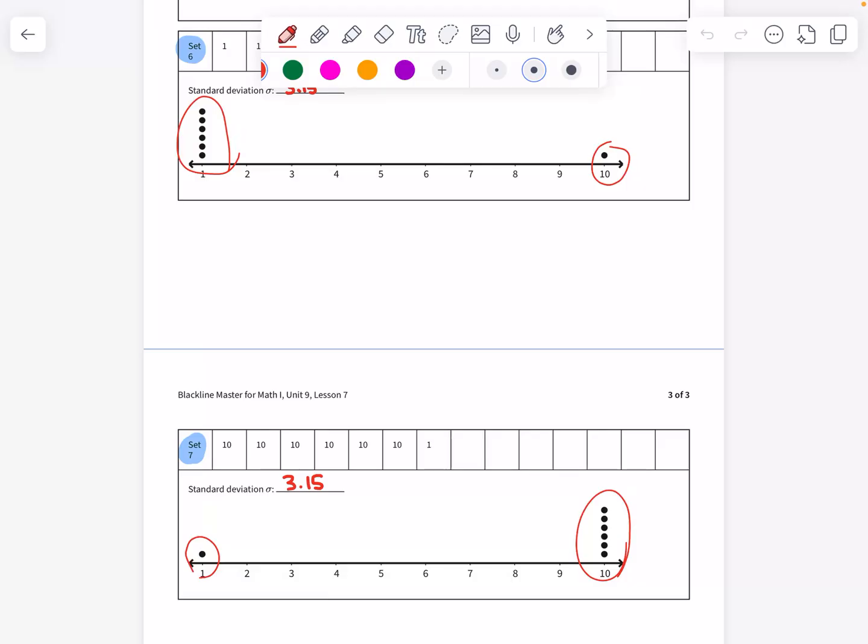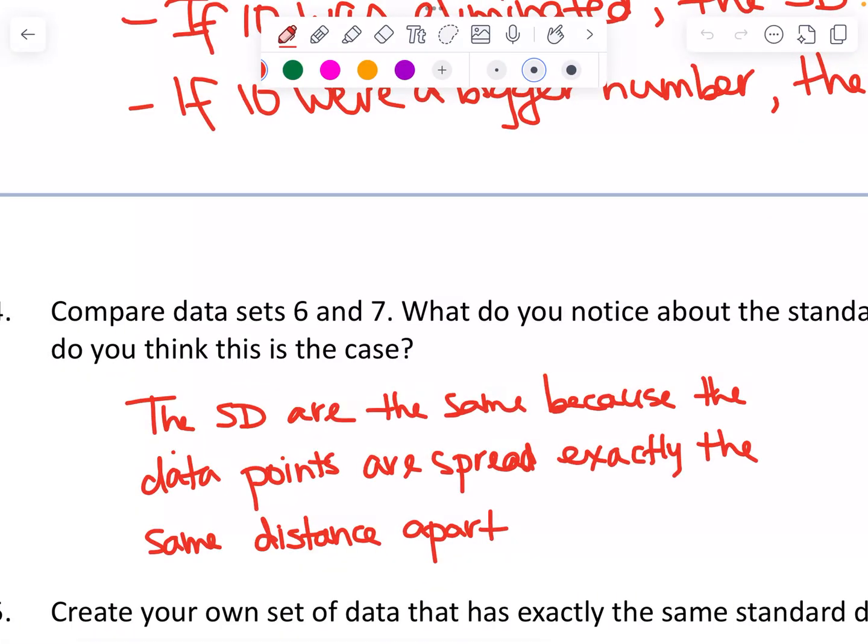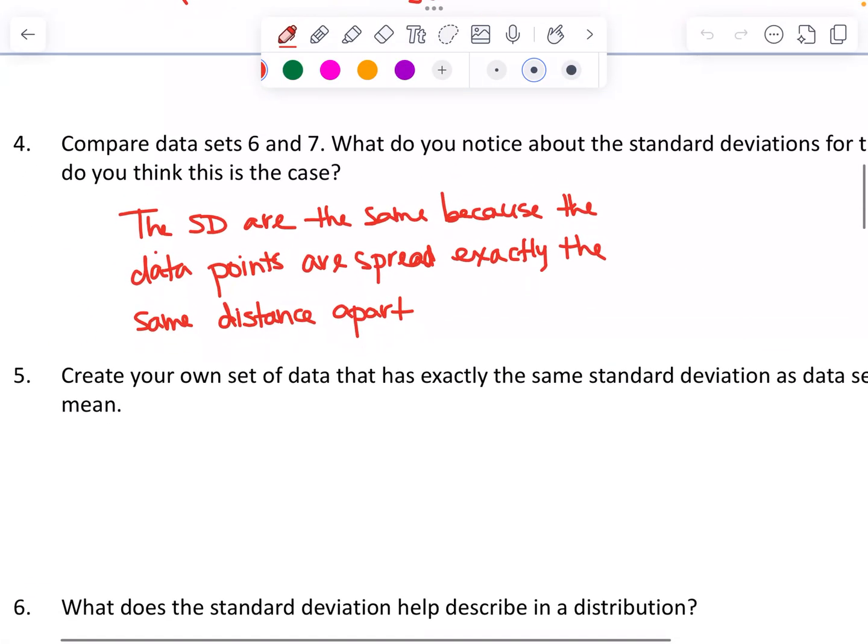Okay, number 5. Create your own set of data that has exactly the same standard deviation as set 2, but a different mean. Okay, now remember, the mean is the average. It's a measure of center. So a quick way of adjusting a data set and keeping the same standard deviation but changing the mean is just adding one number to each of the values in data set 2. So I'm going to do that. So data set 2.